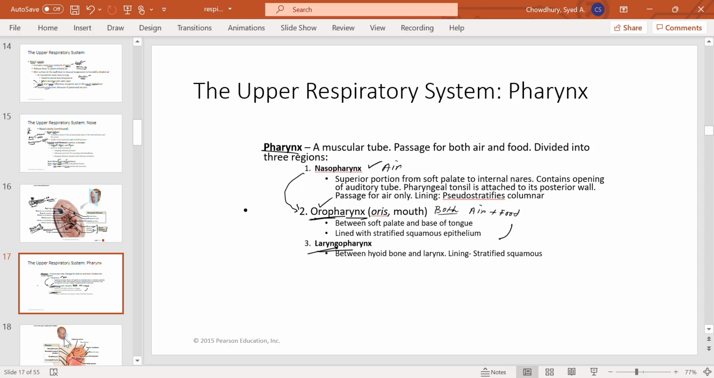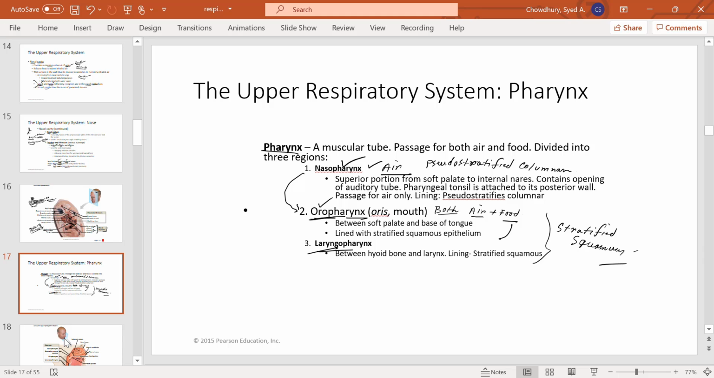Makes sense? Now, since this one is only for the air, it is pseudostratified, as I mentioned before. The epithelial lining is pseudostratified columnar, right, has cilia. Since these two are both for air and food, food will cause friction, so stratified squamous, but the chance of friction is high.